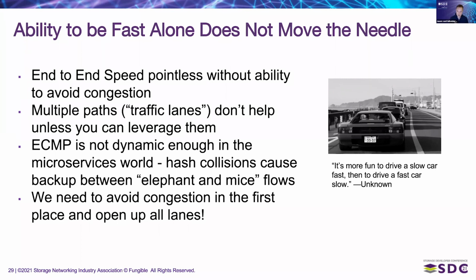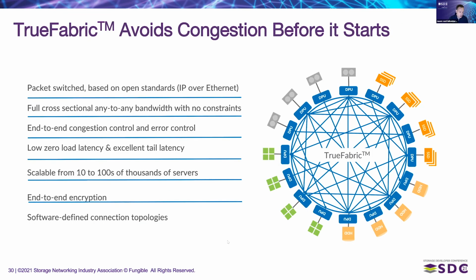So what we really need is a congestion-free experience and network, and we have an answer for that. Ours is an IP over Ethernet based technology called TrueFabric, right? It's based on open standards and uses standard switches. Its objective is to provide cross-sectional any-to-any bandwidth with no constraints. We do end-to-end congestion control and error control, but we're avoiding congestion in the first place. The net effect is we have the ability to drive high amounts of network utilization with a very predictable experience, and to do so with encryption built in and other nice things like that.